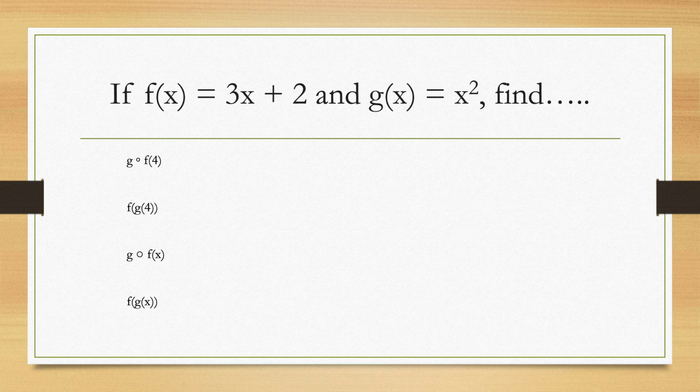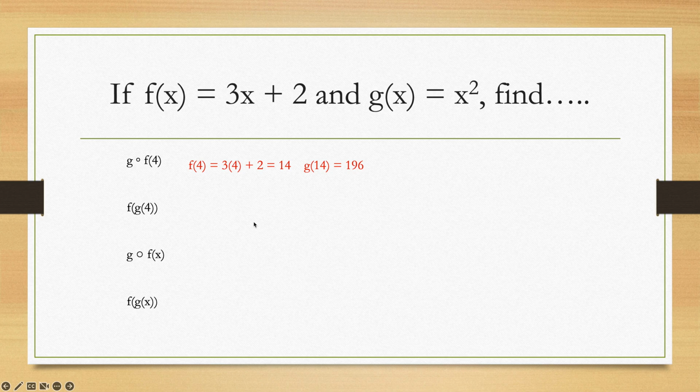Okay, so f of 4, I give a 4 to f. It takes whatever I give it, takes that input, multiplies it by 3 to make 12, plus 2 is 14. And then, remember, since it's g of f of 4, after I find f of 4 and get that output, it becomes the input for g. 14 squared is 196. Now let's see if it's commutative.